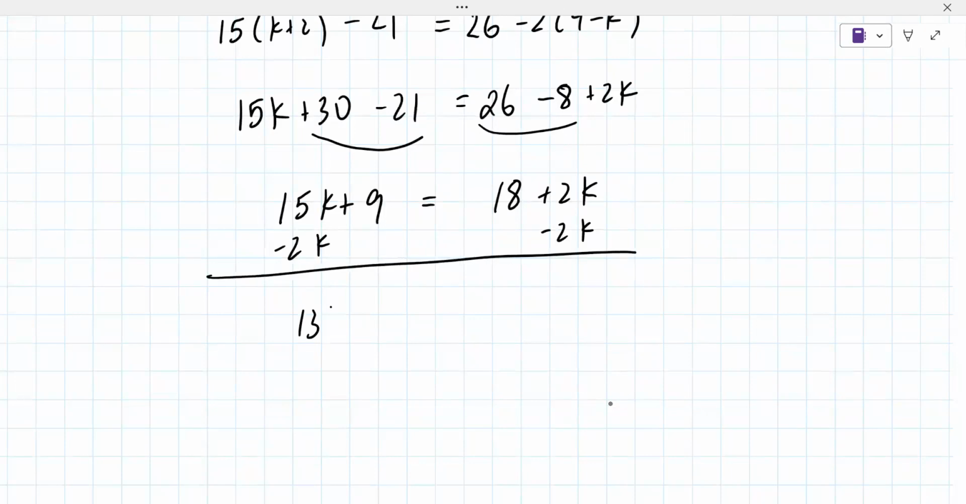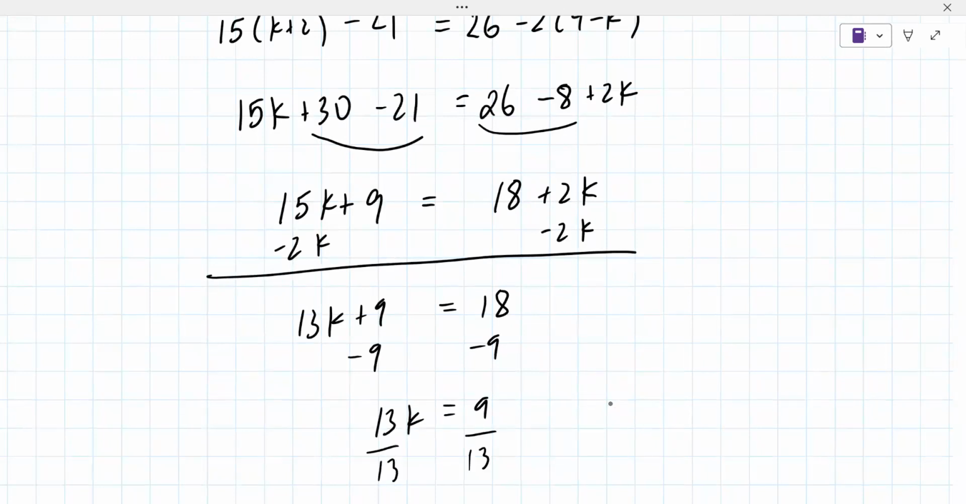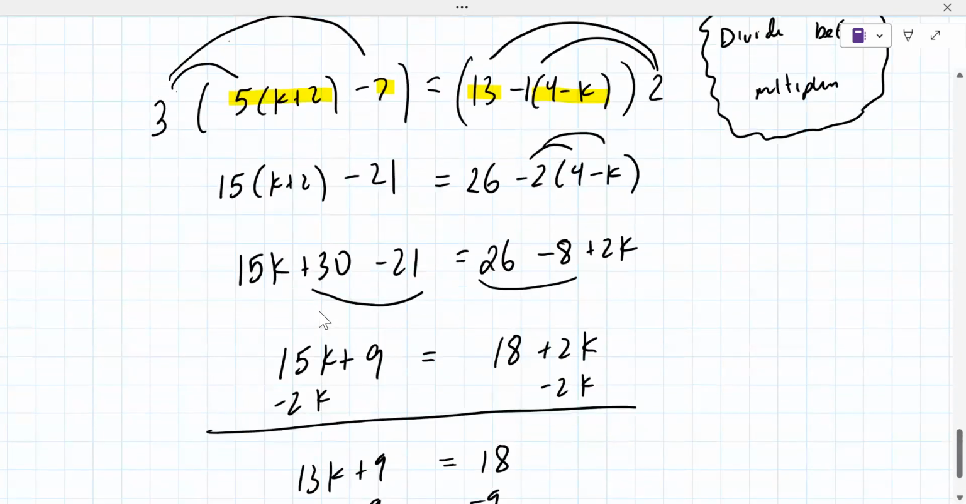So you have 13k plus 9 equals 18. Subtract 9, subtract 9. 13k equals 9, divide by 13, divide by 13. So k ends up equaling 9 over 13. All right, so if you go back to the answers, it is there. It's letter B.